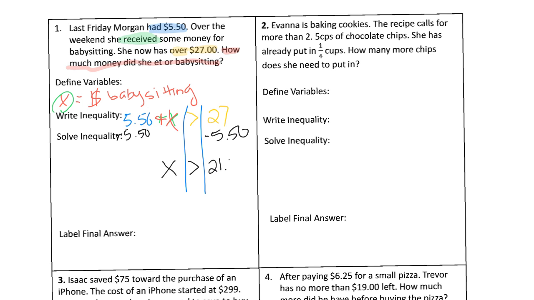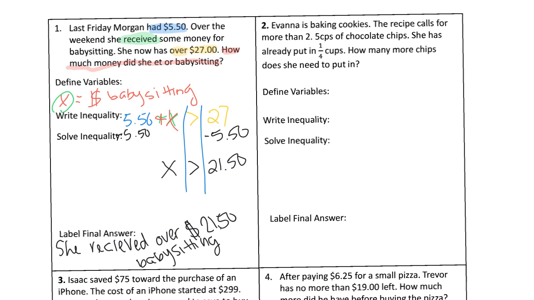It's greater than 21.50. So what does that mean? So X is greater than 21.50. So what does that mean? She received, hate this word, I always spell it wrong. She received over 21.50 babysitting. So she received over 21.50 babysitting. And that's that problem. All right, on to the next one.